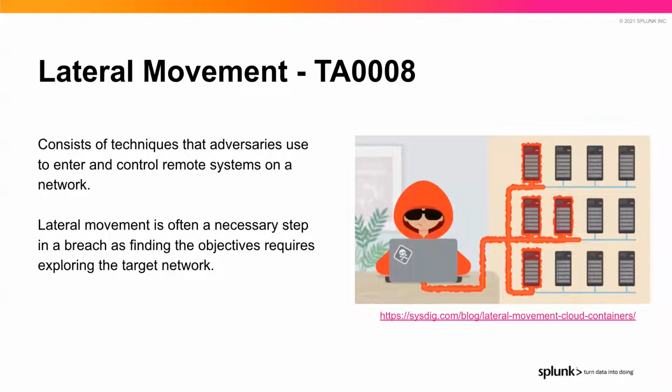And once they obtain that initial foothold, once they're controlling that first endpoint, it's really unlikely that they're going to be able to find their objectives in that first host, right? So they're going to need to expand their access and explore the network by moving laterally until they find what they're looking for, which could be a database server, an email server, a file server, etc. So since lateral movement is often a necessary step in a breach, we think it's really important for cyber defenders to deploy detection coverage for it.